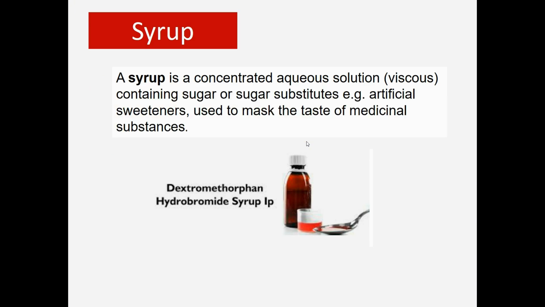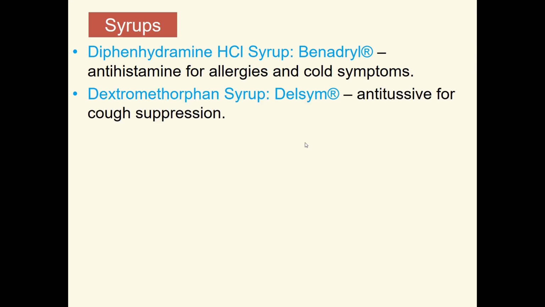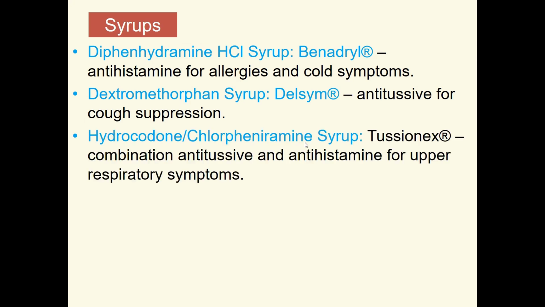Next, syrup. Syrup is a concentrated aqueous solution of sugar in water or an artificial sweetener. So if you add sugar and water, basically it becomes a syrup. Examples: diphenhydramine antihistamine syrup is a very popular one, Benadryl, generally used for allergies and cold symptoms. Dextromethorphan syrup is used as a cough suppressant.